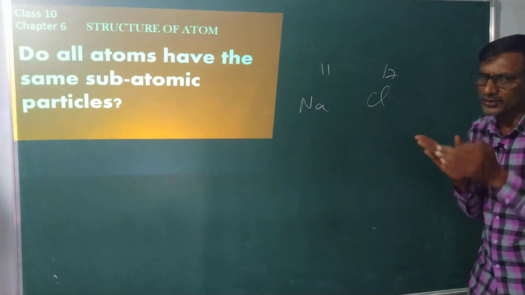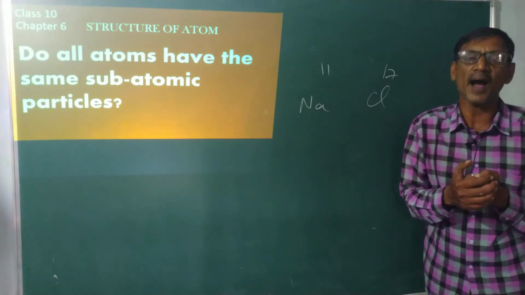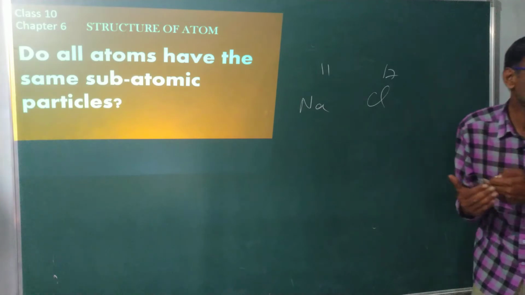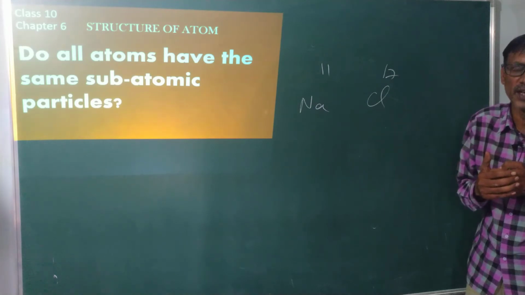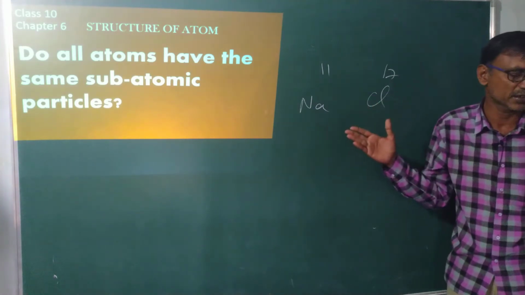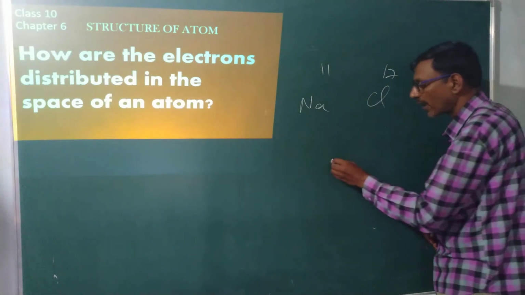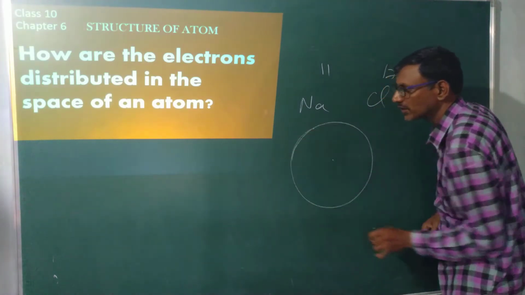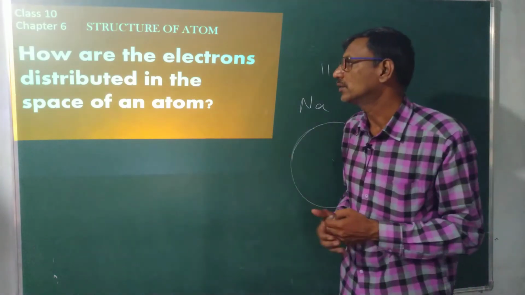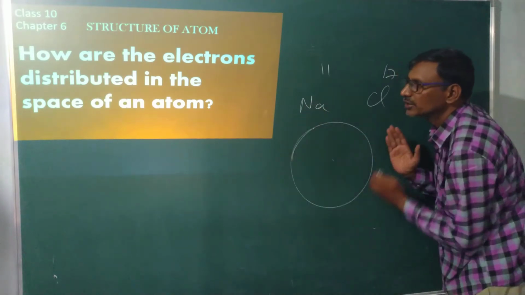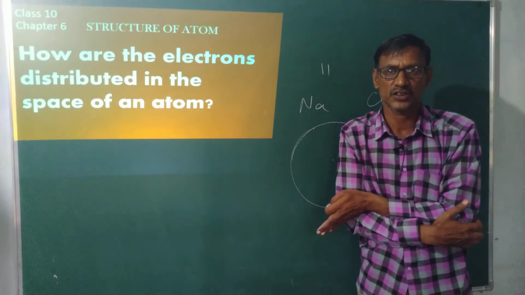That means they have the same subatomic particles, but the number of subatomic particles differs among the atoms of different elements. Am I clear or not? We can study these things in the chapter: how the size increases, how the size decreases, and also how electrons revolve in the space of the atom. See how the electrons are distributed in the space around the atom. We can discuss these in this atomic structure.